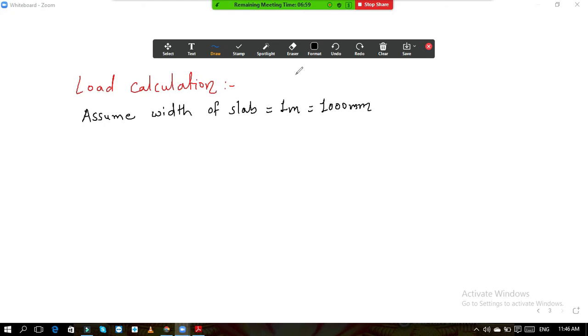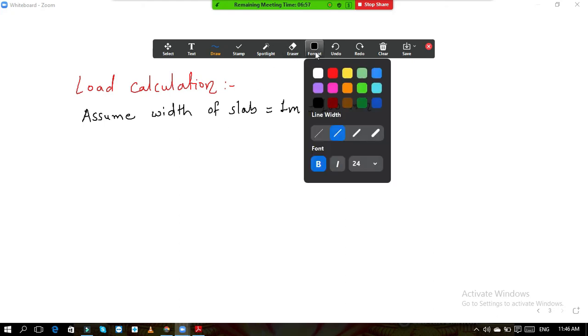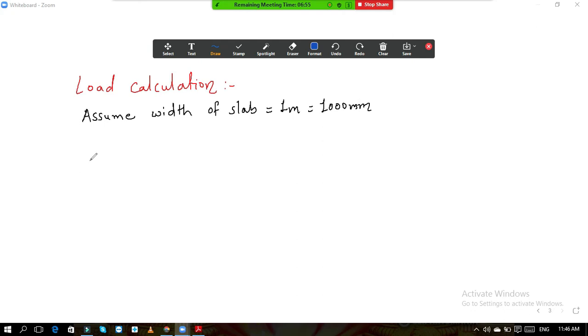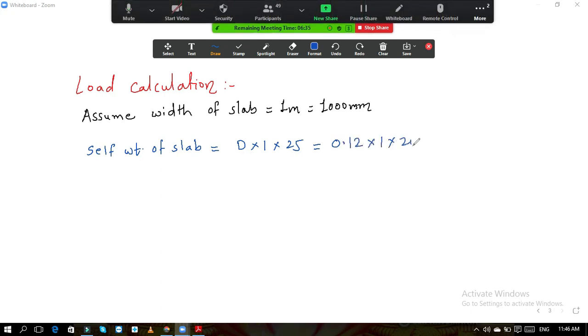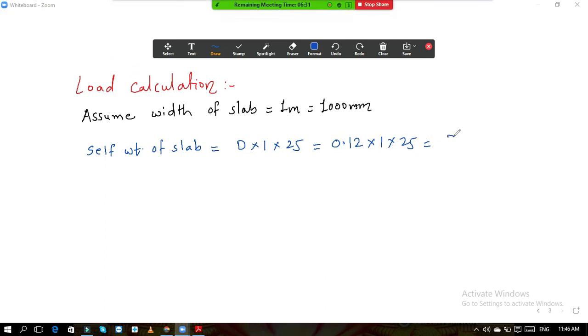So now take the self weight of the slab first. Now start calculating the load. So first is the self weight, or you can simply say weight of slab. It is D, the depth, into 1, the width, into 25. So which is equal to, what is our overall depth? 0.12 into 1 into 25. So the answer works out to be 3 kilonewton per meter. This is the weight of the slab.